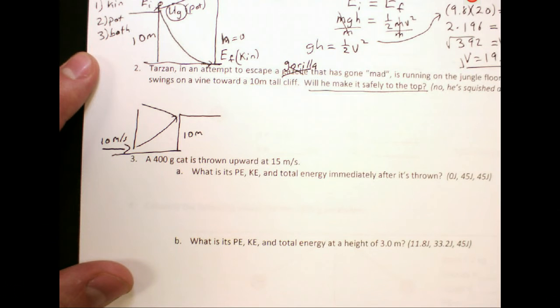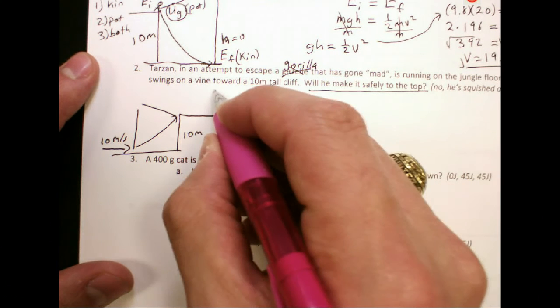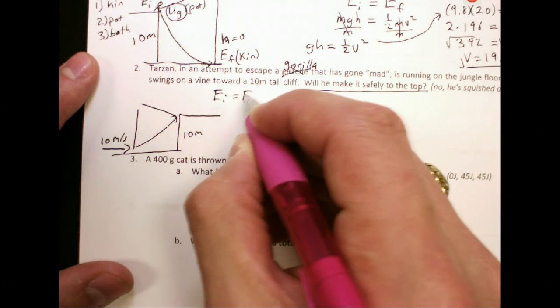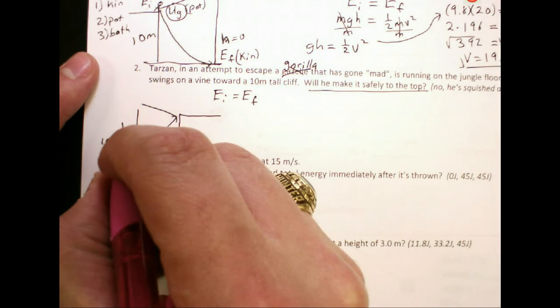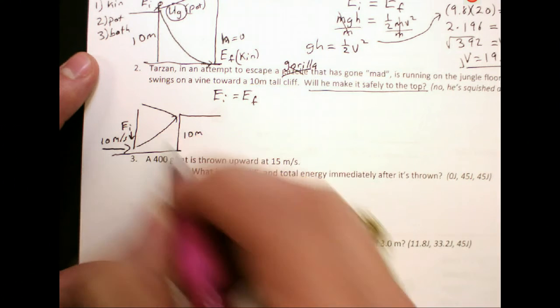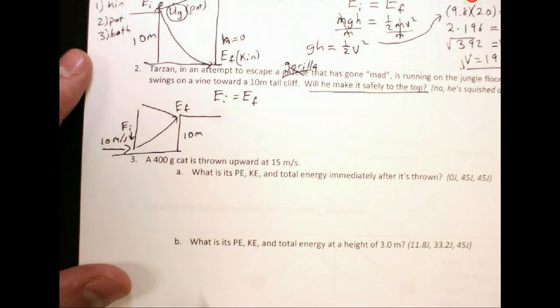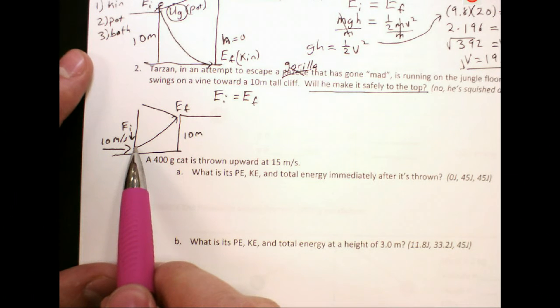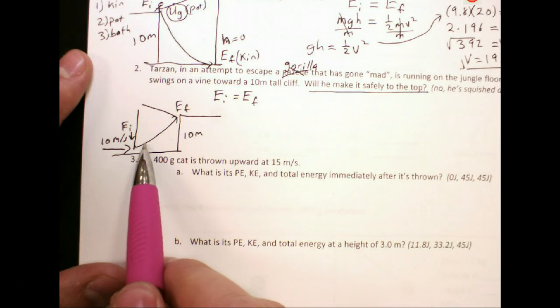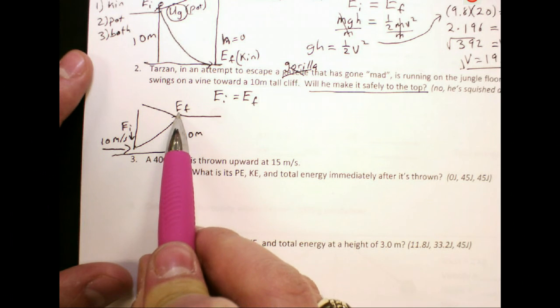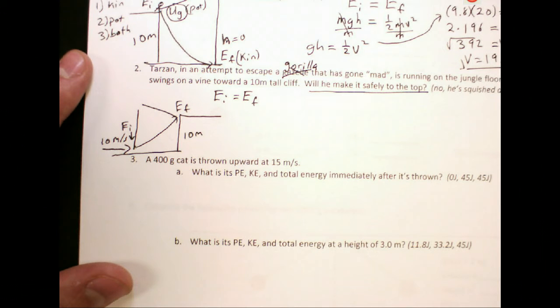In other words, conservation of energy. Initial energy has to equal the final energy. Here is the initial energy state at the bottom. Here will be the final energy state at the top. We want to know at this point, does he have enough energy to transfer that energy to potential energy to make it up to the top of this 10-meter high cliff?